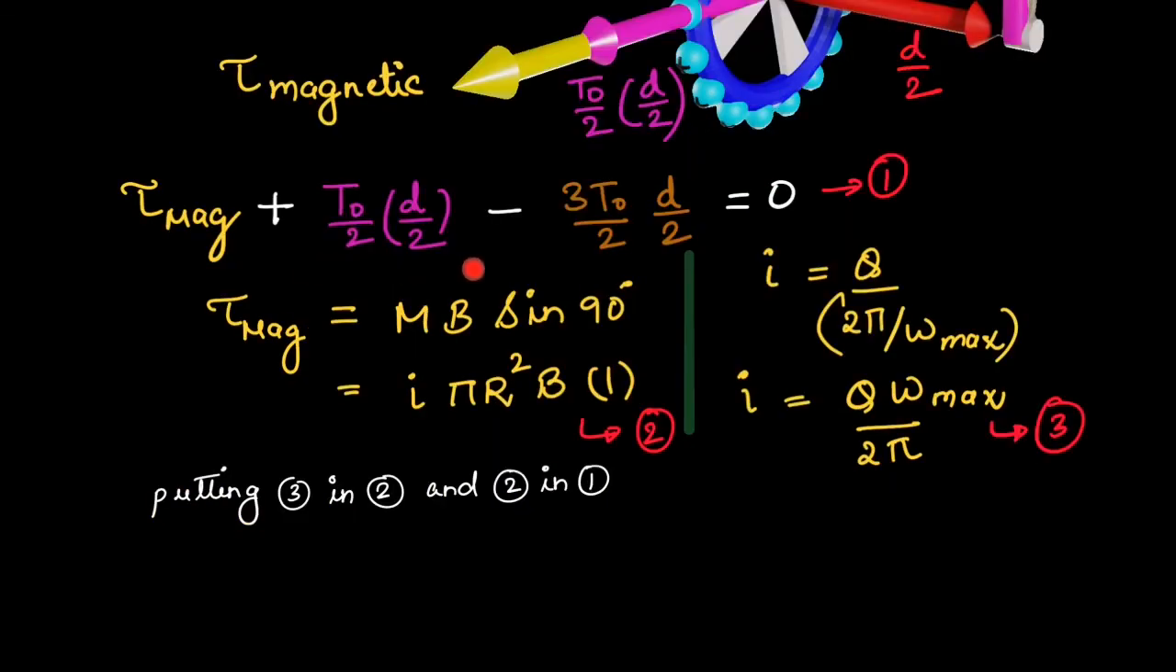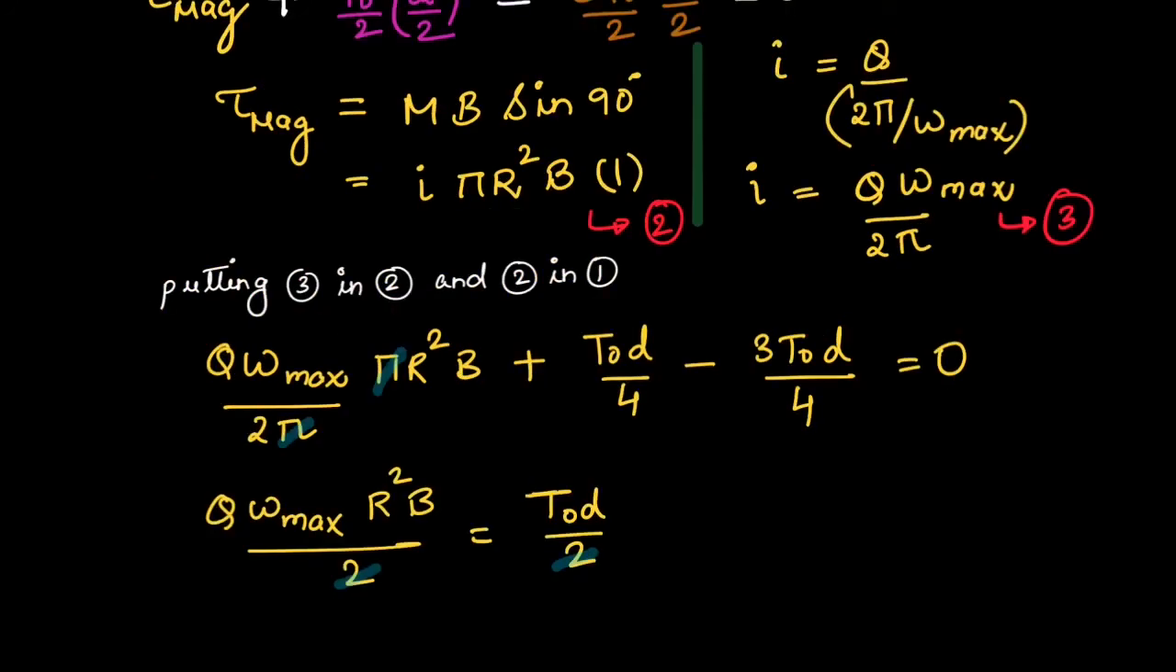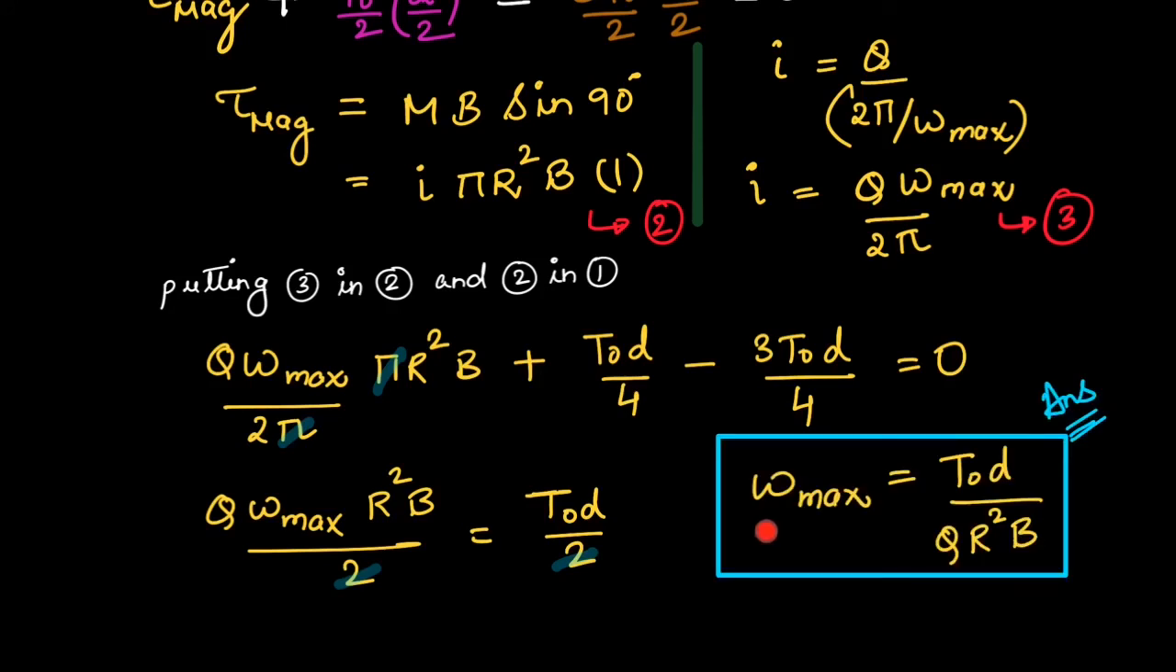We will take this equation as 1, this tau magnetic equation as 2, and this I as equation 3. Now we will put 3 in 2 and 2 in 1, which means we substitute the I value in this equation, and the torque due to the magnetic field in this equation. When we substitute 3 in 2 and 2 in 1, we get this equation. Next we take these both to the RHS, and we get q omega max r square B by 2 equals T naught d by 2. So the final answer we get is omega max equals T naught d by q r square B.